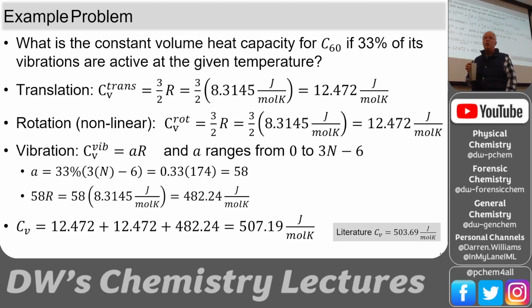Now, there'll be a clue if I want you to. I'll say now calculate the maximum if all vibrations are active. And so then you calculate 3n minus 6, that's A, all of them are active. And that'll tell me you know what you're doing.